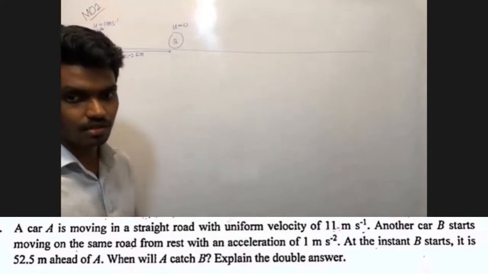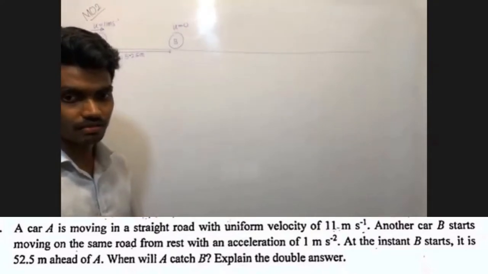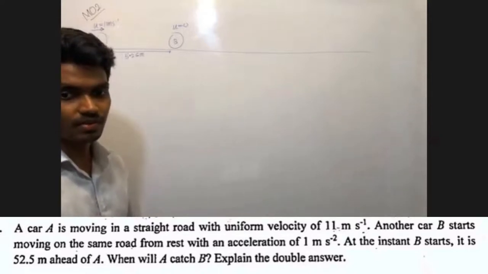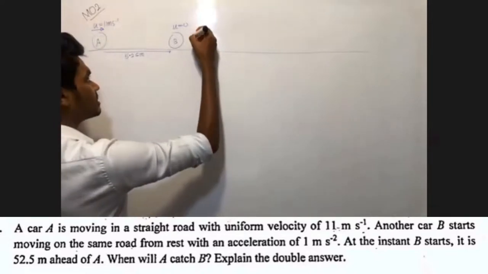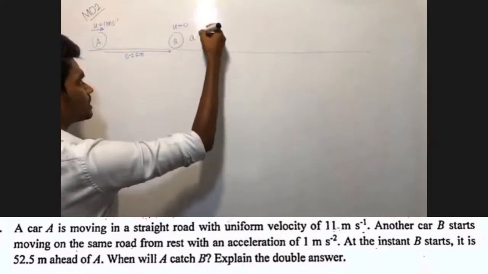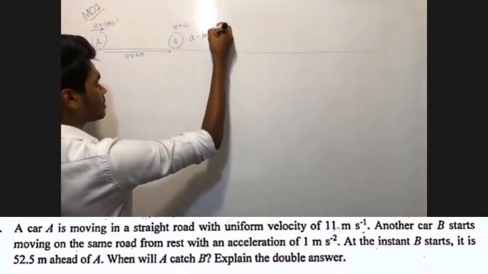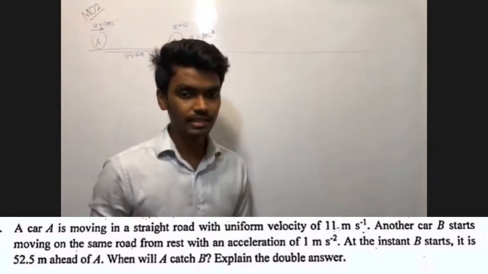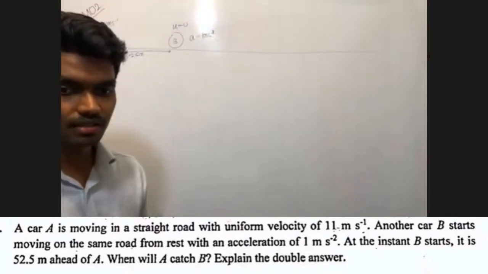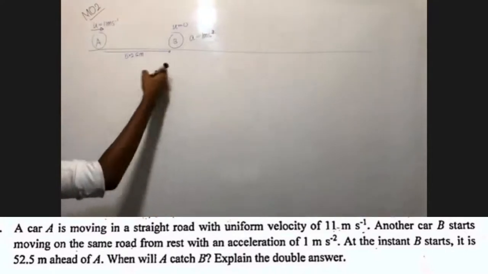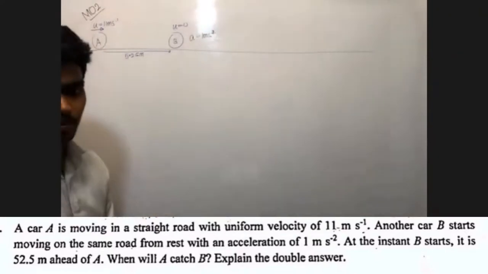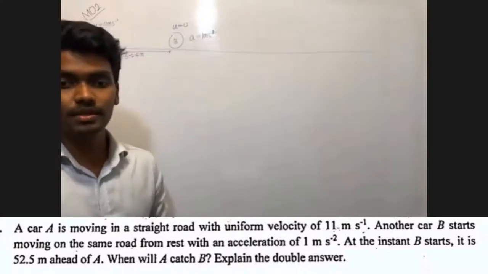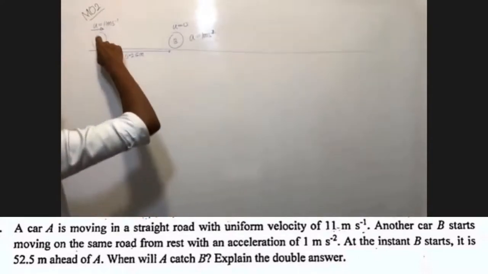Another car starts moving on the same road from rest with an acceleration. This car moves with an acceleration of 1 meter per square second. At the instant B starts, it is 5.25 meters ahead of A, right? Okay. When will A catch B?